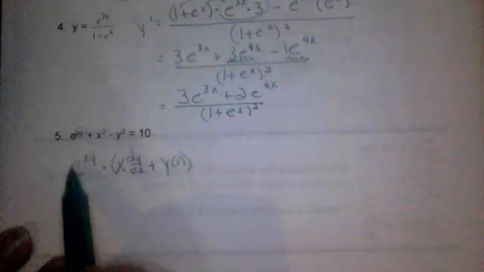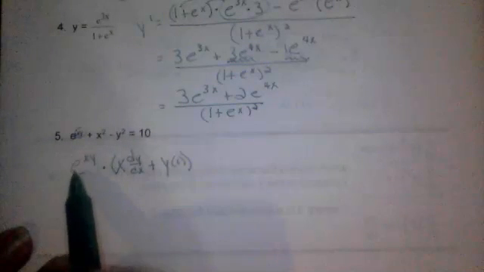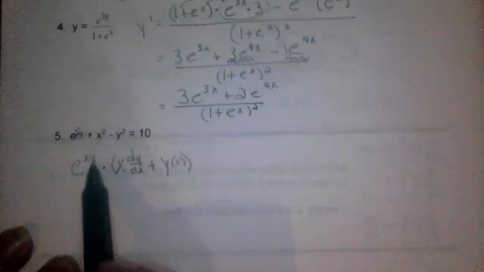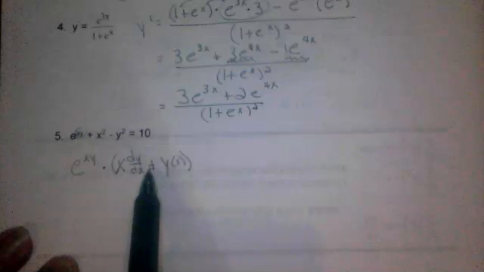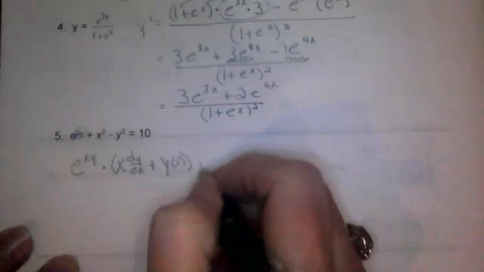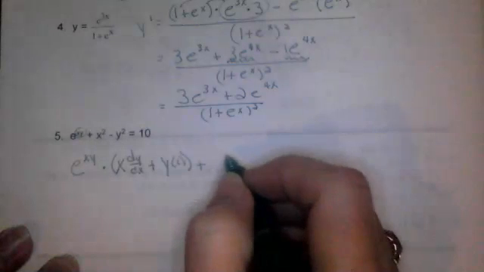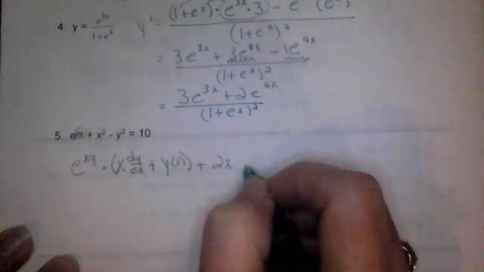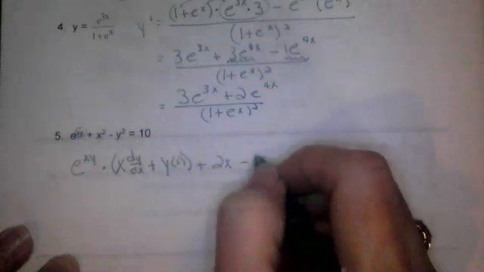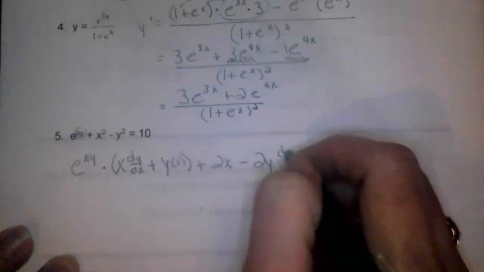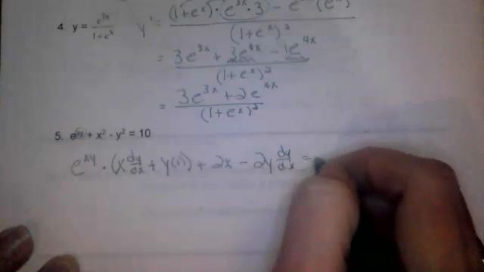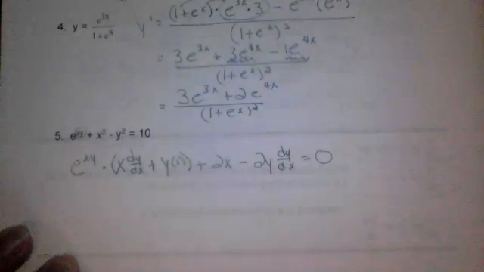All right, so the derivative of e to the xy is e to the xy times the derivative of the exponent. All right, plus the derivative of x squared, which is 2x, and then minus the derivative of 2y, which is 2y dy dx, equals 0.